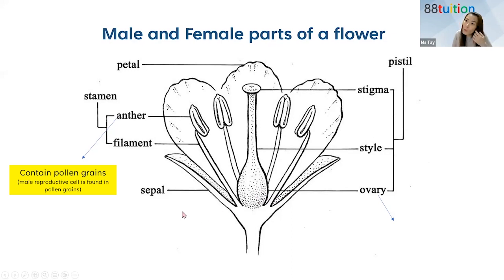Okay, I want you to also remember something. The anther is this part of the flower. It actually contains pollen grains, and that's where you have your male reproductive cell. We don't call this sperm. I know that for humans it's called sperm, but for plants, we don't call it that.